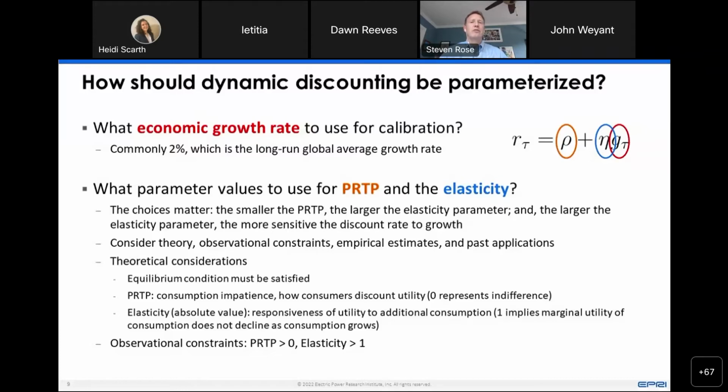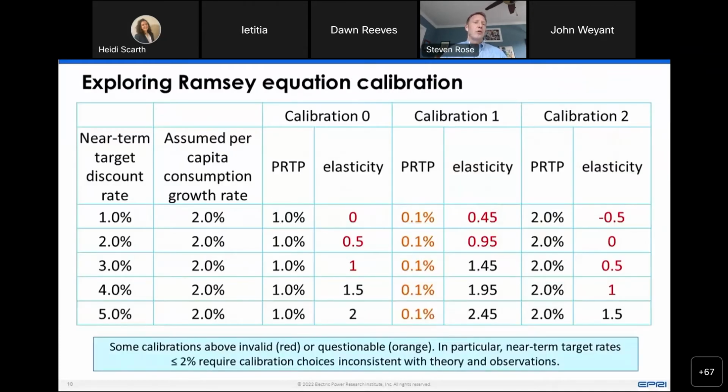The pure rate of time preference, that rho parameter, represents how willing people are to trade off utility over time. The eta parameter represents the elasticity of marginal utility of consumption. That's whether or not the marginal value of consumption goes down with additional consumption. We can see that there are already some constraints. The pure rate of time preference needs to be greater than 0, and the elasticity parameter needs to be greater than 1. With those considerations in mind, we can explore different calibrations, and that's what we've been doing here.